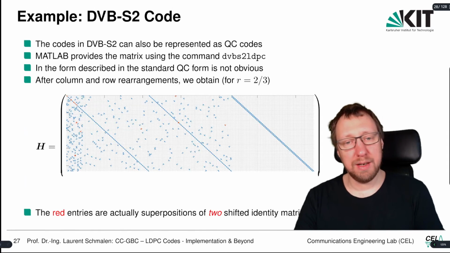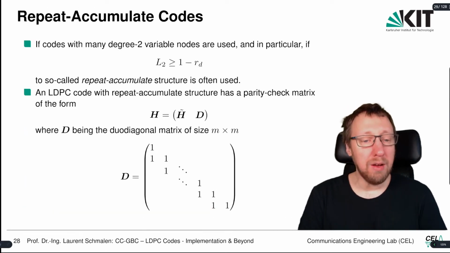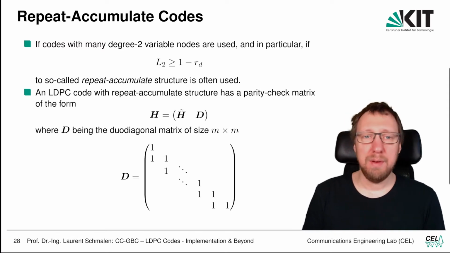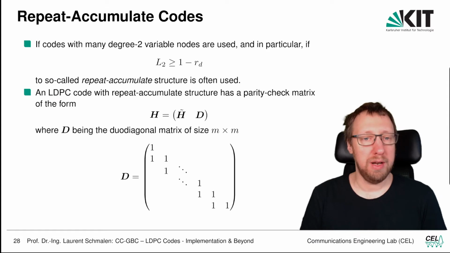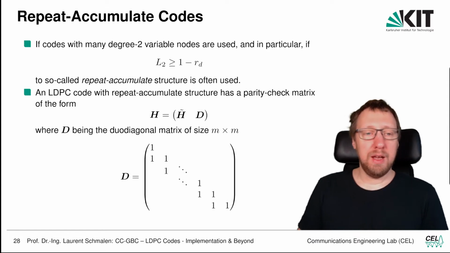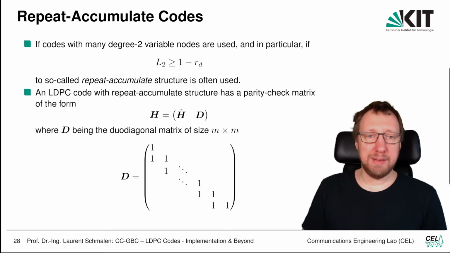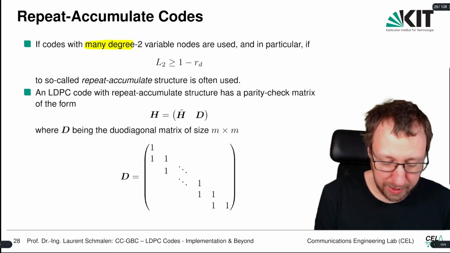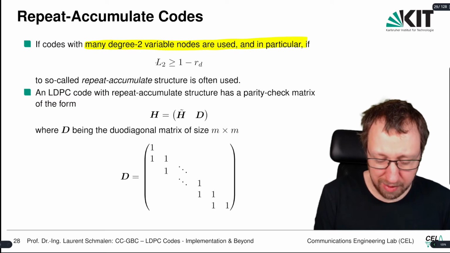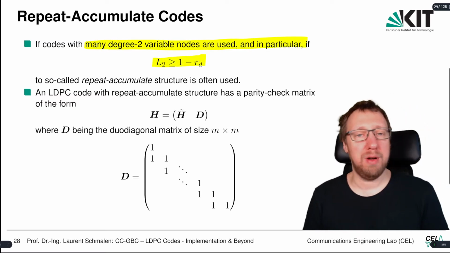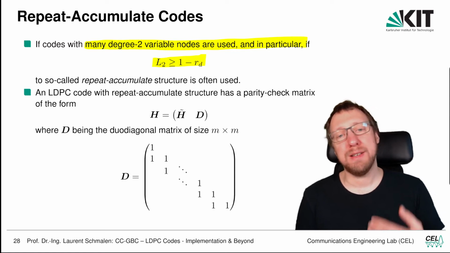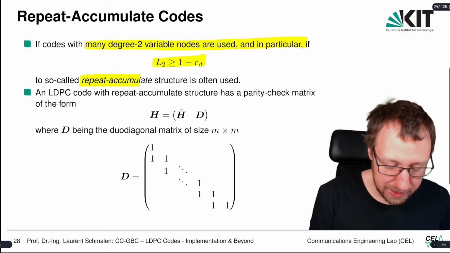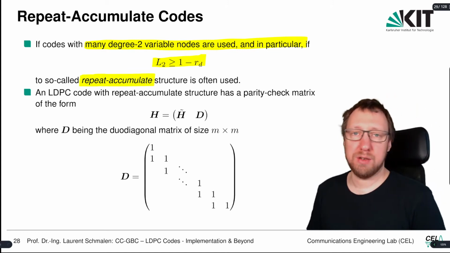It turns out that these codes have a very particular structure, and they also have a particular name: they are called repeat accumulate codes. This is especially so if we have many degree 2 variable nodes. In particular, if the number of degree 2 variable nodes is larger than or equal to 1 minus the design rate, then it makes sense to use this repeat accumulate structure in practice.